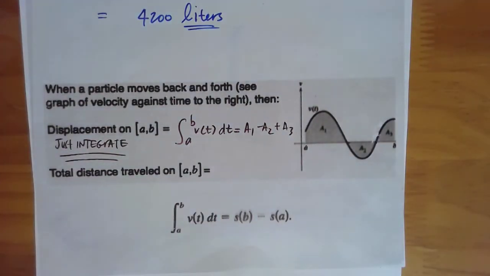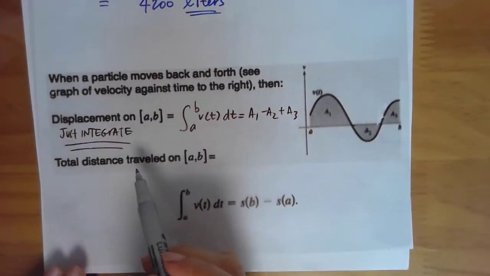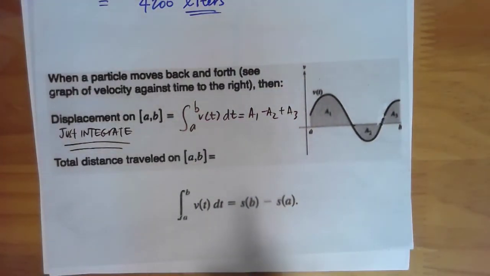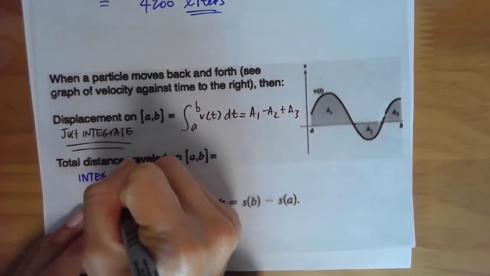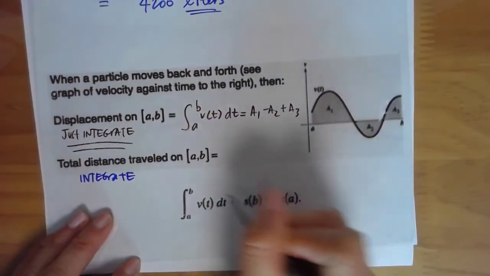Okay, that's displacement. Now, what's the difference between displacement on A to B and total distance traveled on A to B? Well, in this case, you have to integrate separately.